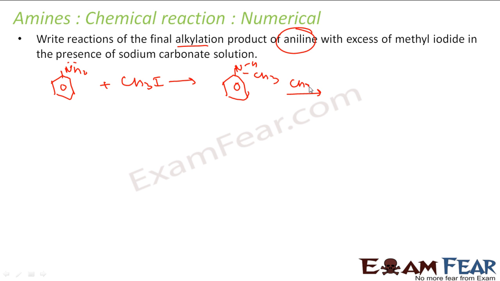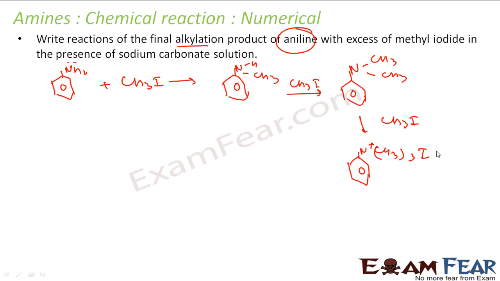Again, you react with CH3I. Again, the same thing will happen. This hydrogen will be replaced with CH3. Correct, this is N,N-dimethyl aniline. Again, you react with CH3I. What will happen here is it will become N+(CH3)3 I-. Now on this, if you react with sodium carbonate, Na2CO3, it will form this compound.